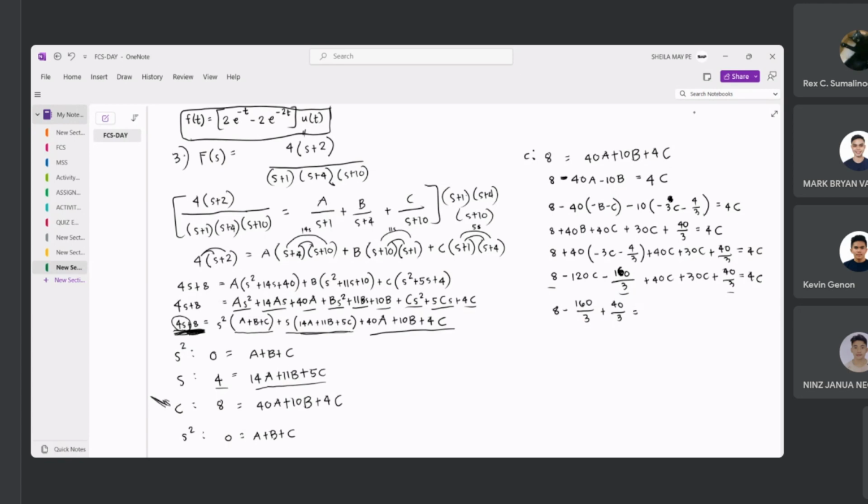Okay. C is also what remains, class. And we have C here on the right side. So move it, combine all the C's. So that would become 120C. It flips sides since it moves across the equal sign, so it becomes positive. And minus 40C minus 30C. So, 120C, 40C, 30C. Okay. And 8 minus 160 over 3 minus 40 over 3.